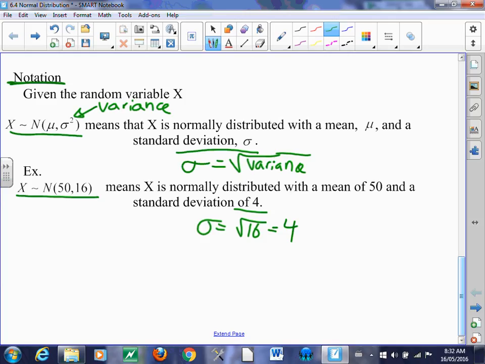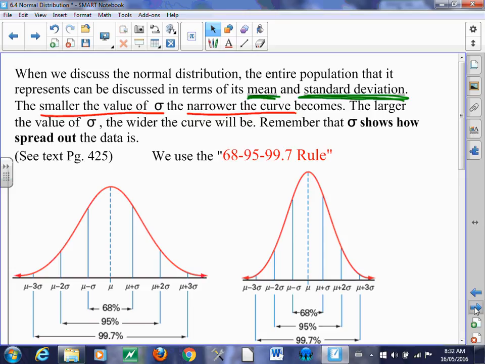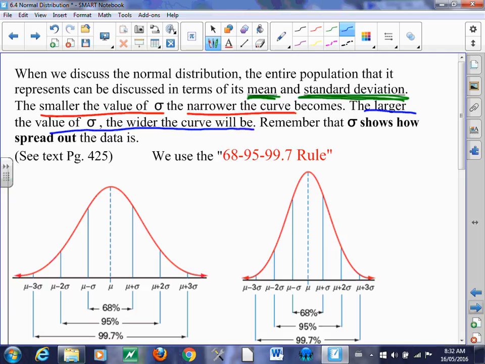Now we've got to explore standard deviations again. We talked about them briefly in a couple units ahead, okay? But the entire population represented is in terms of the mean and the standard deviation. So we're going to spend some time with what standard deviation is. But what we want to remember, folks, is the smaller the value of the standard deviation, the narrower the curve. And in industry, that's what you want. You want a small range in data. So that's why you want a narrow curve. But in real life, the larger the value of sigma, the wider the graph will be. Okay? And remember that standard deviation shows how spread out your data is.